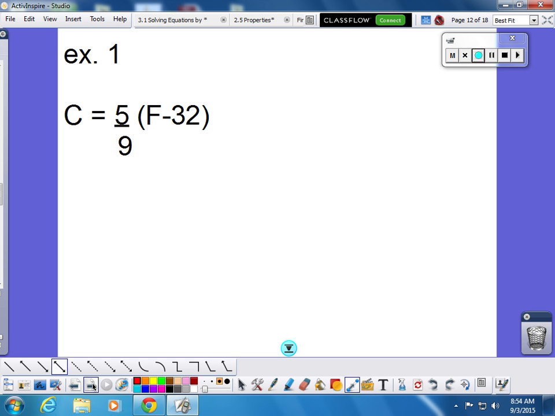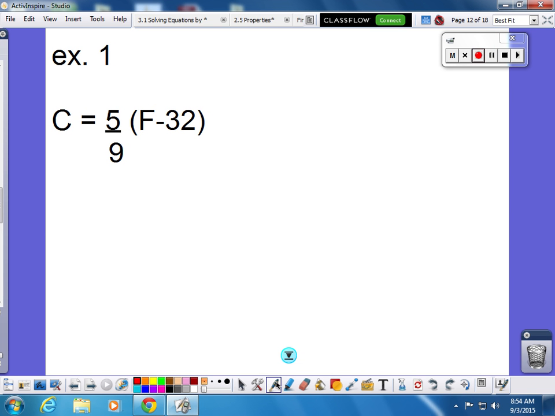Alright, let's look at this. What is this the formula for? Celsius and Fahrenheit. So if I was going to solve for F, I could do the distributive property, but there's an easier way. I could do that, and that'd be fine. That'd just be a little longer.